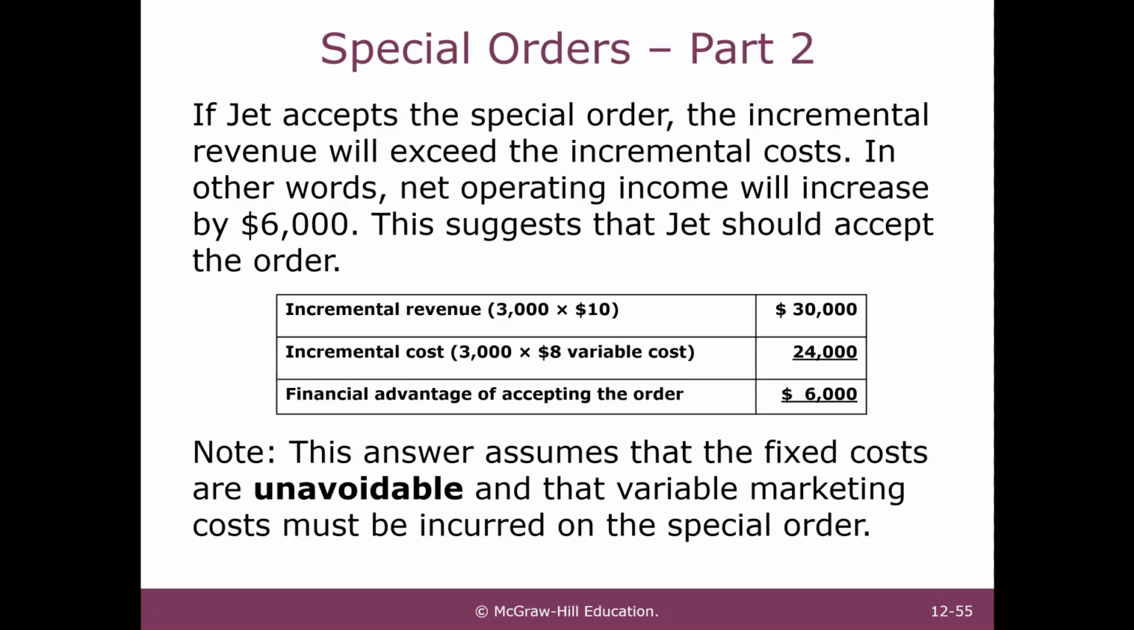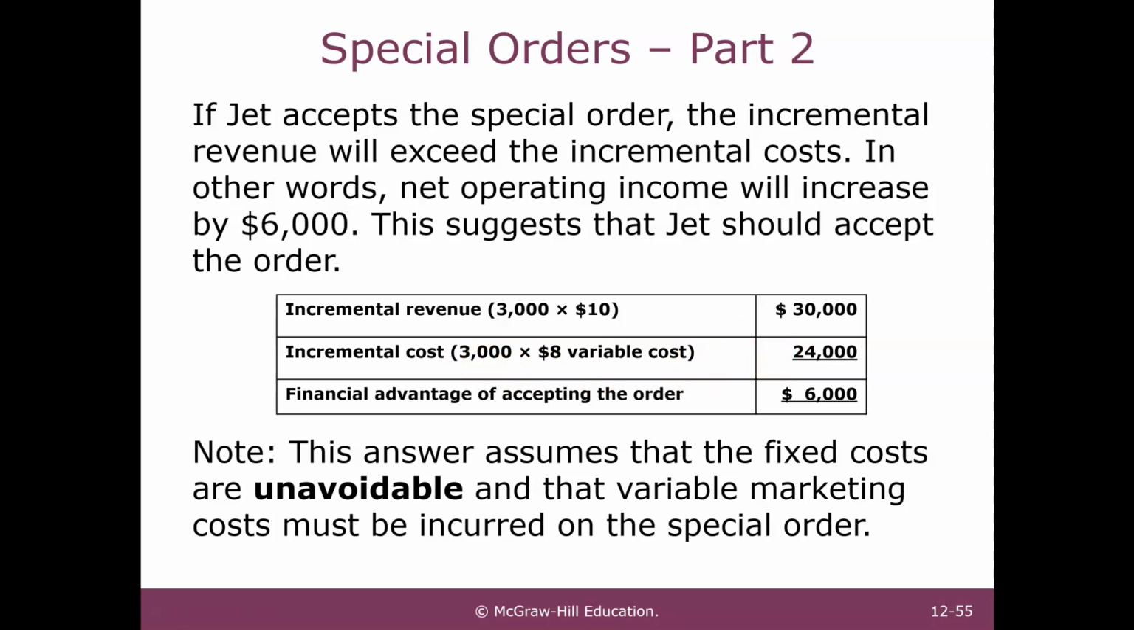Okay, if they take on this special order, it will be the 3,000 times the $10 per unit. They will earn an additional $30,000 in revenue, but they will also incur some costs. They won't incur any more fixed costs because they stay the same regardless of how many. But they will have some variable costs. They will have $8 of variable cost times that 3,000. That's 24,000.